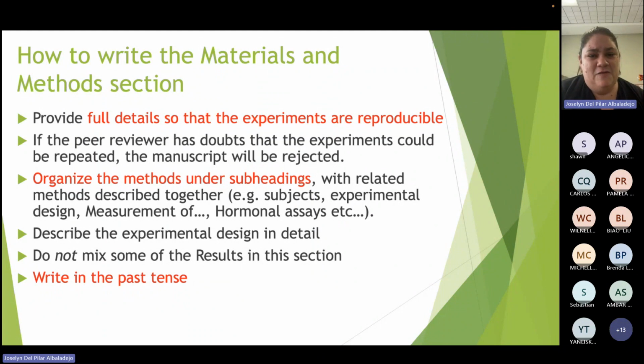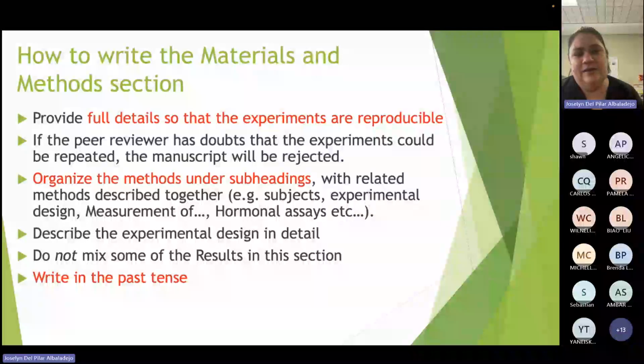What is really important to cover is that the experiments should be really clear, so that the peer review process is smooth, in the sense that reviewers understand exactly what you did, and they can identify if there are any limitations to your techniques. You should organize those methods in subheadings. Do not put a whole lot of methods in just one paragraph, right? Just go ahead and break it down.